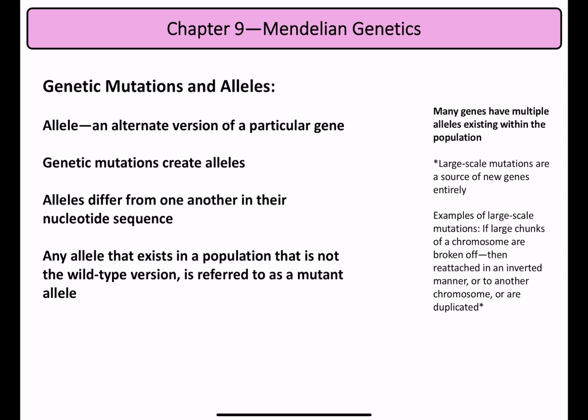So you might ask yourself, what do we call the other varieties of a gene that are not the wild type version? Well, in biology, we call those the mutant versions or mutant alleles. Not necessarily bad, again, just not the most common. Okay, so any other version that's not as common as the wild type is a mutant allele. And again, many genes have multiple alleles that exist within the population. Some are very rare, but there are oftentimes many out there.